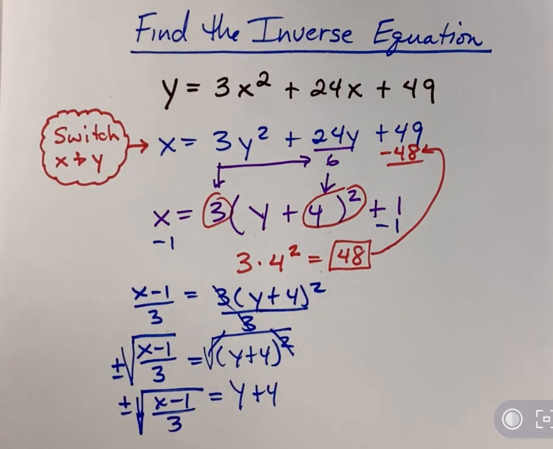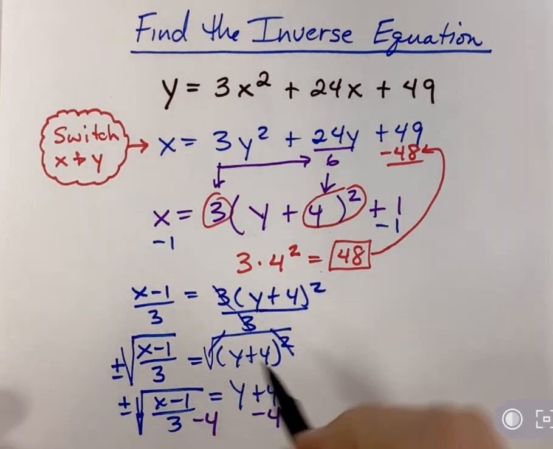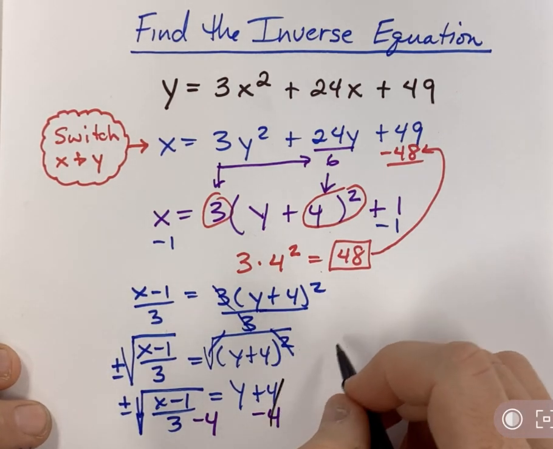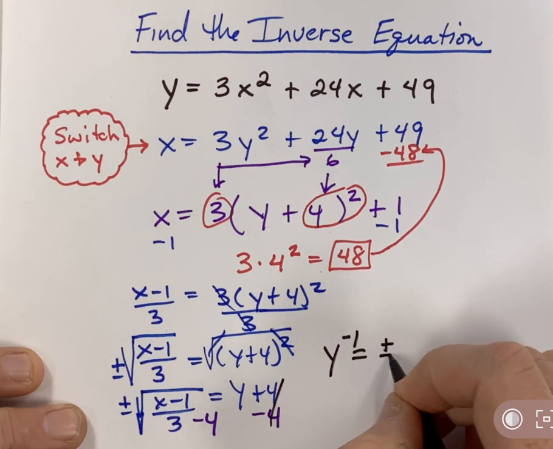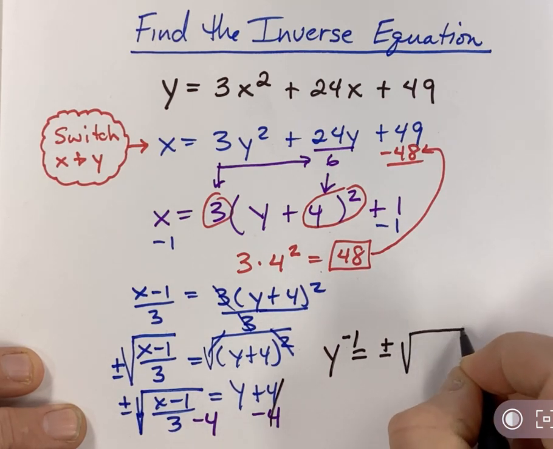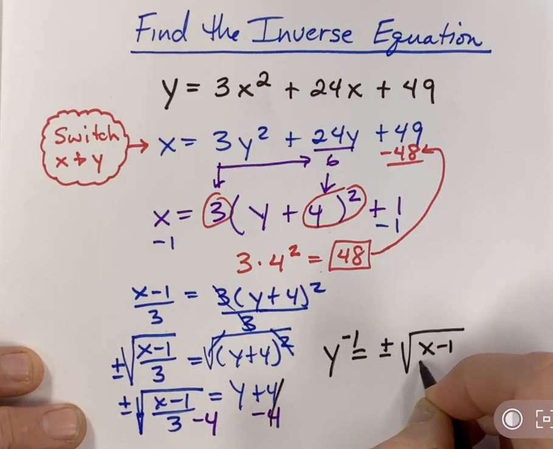The last move here is to finally get the 4 out of there by subtracting 4 from both sides. And now you can say your final answer after these guys cross out. The inverse function is going to be y to the negative 1 equals plus or minus the square root of x minus 1, all divided by 3.